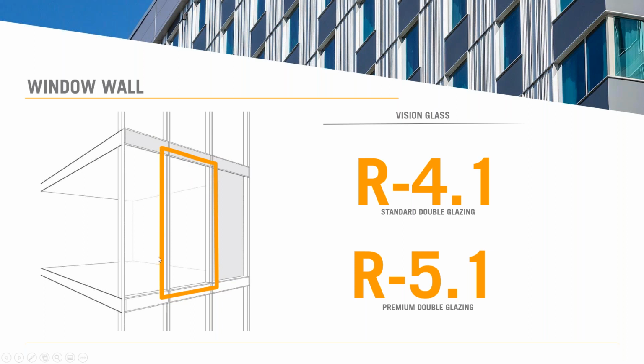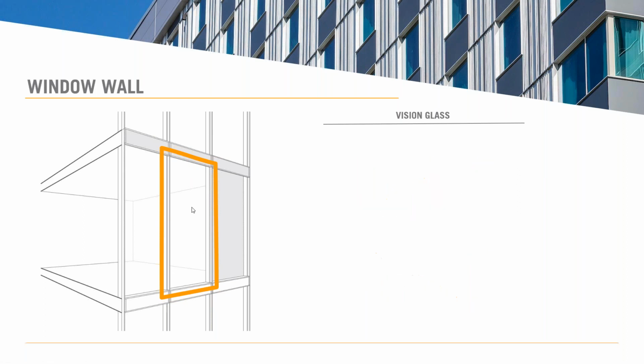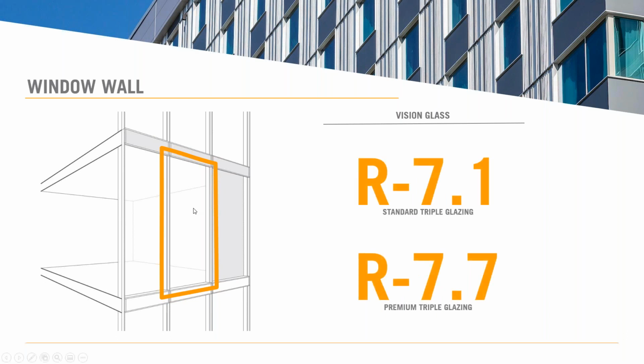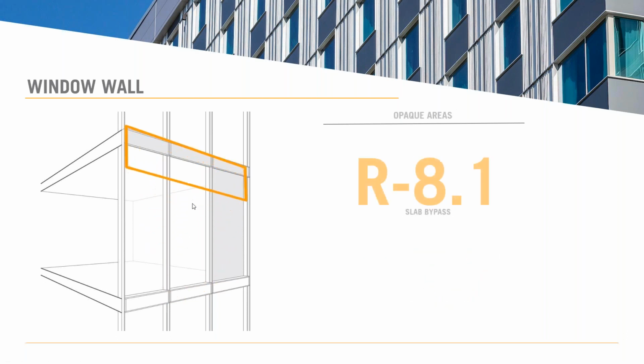So what you can expect from a fiberglass window wall in terms of performance areas for the vision glass, this is the same as the windows I showed you earlier. It's R4.1 to 5 for double glazing. For triple glazing, R7.1 to 7.7. And then for that bypass area, typically aluminum window wall is like R2 or R1 for the slab bypass. So this is a major improvement here.